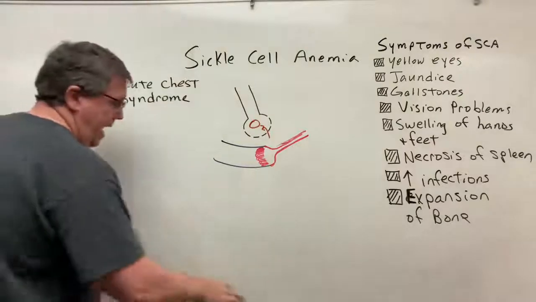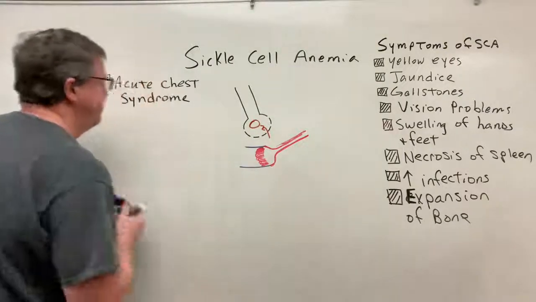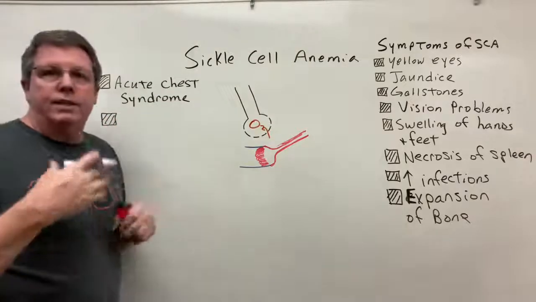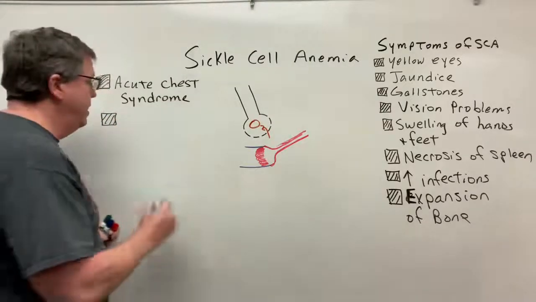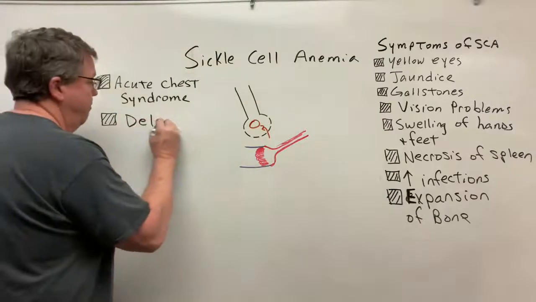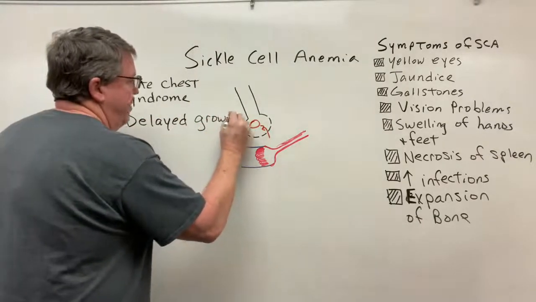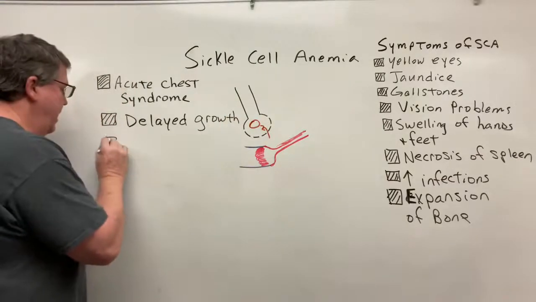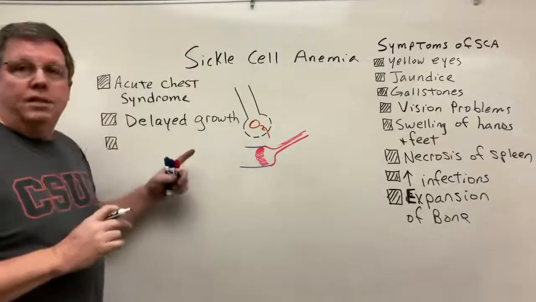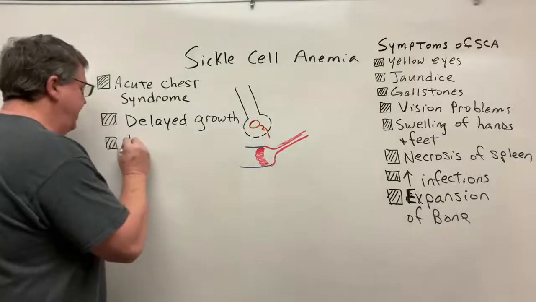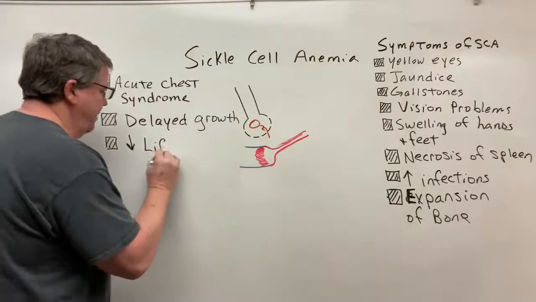The other thing that can happen is, if it's in children, because we can't get the nutrients and the oxygen going around the body enough, there can be delayed growth. Children have a tendency to be smaller. And the unfortunate thing for people with sickle cell anemia also is they have a decreased lifespan. Their lifespan is shortened.